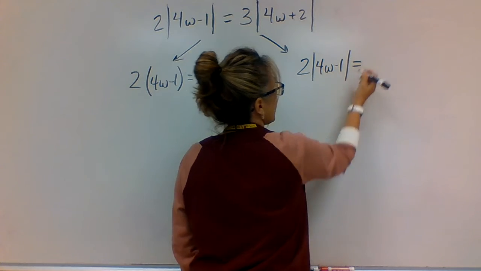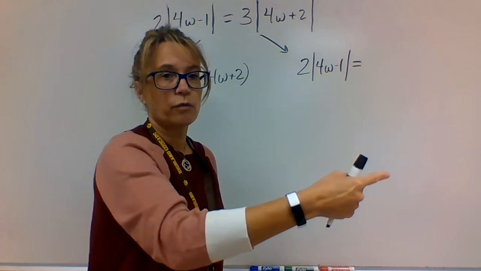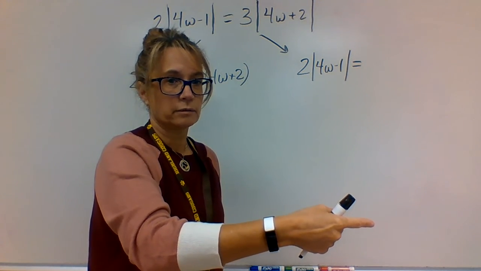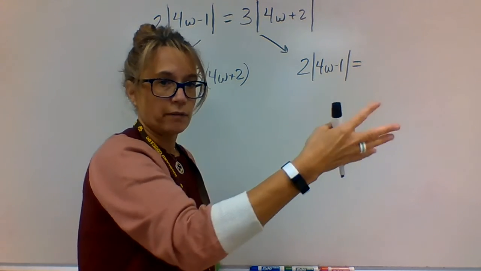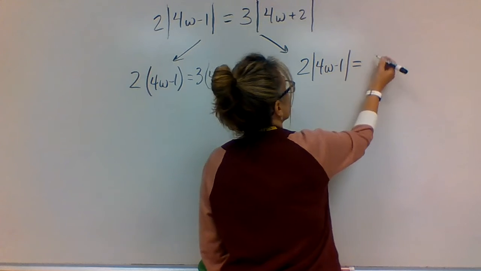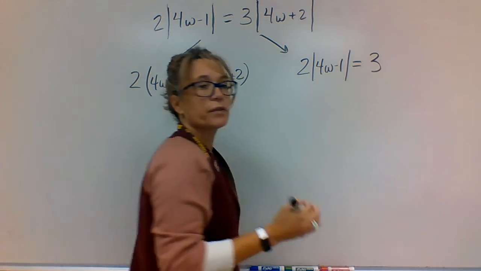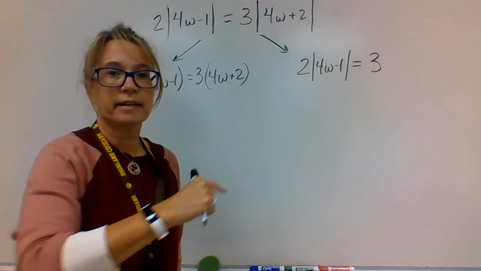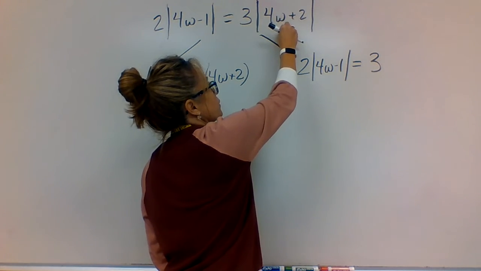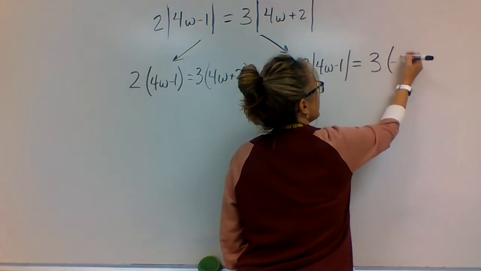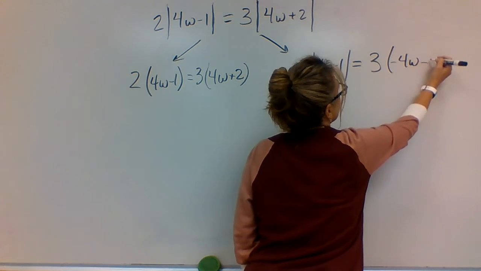And then the other side, I have to take the negative of what's inside the absolute value, okay? So whatever's inside here, I've got to take the negative of it. I don't take the negative of the 3. I'm taking the negative of what's inside the absolute value. So this turns into negative 4w minus 2.